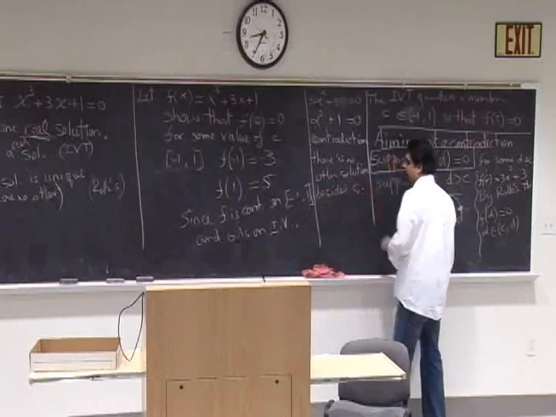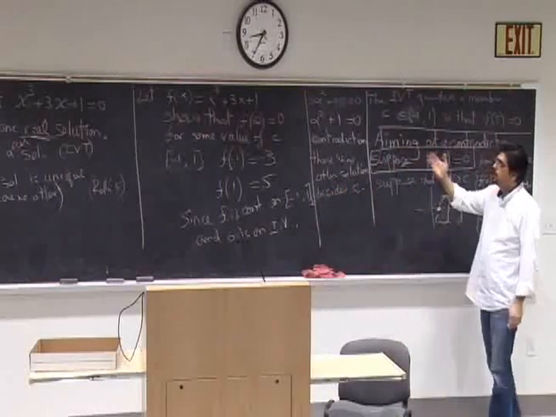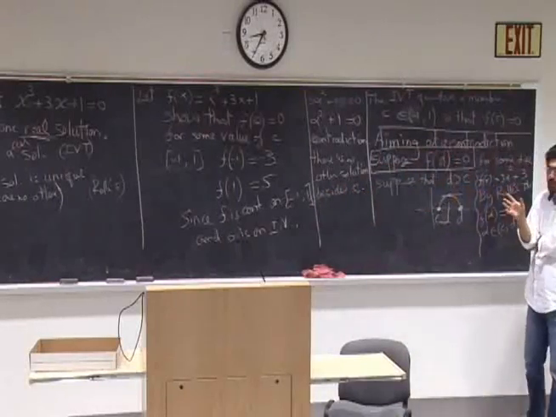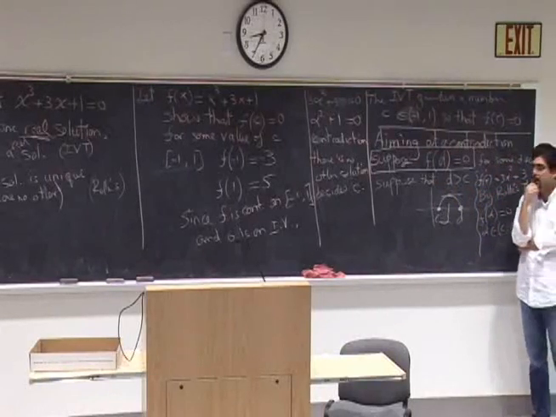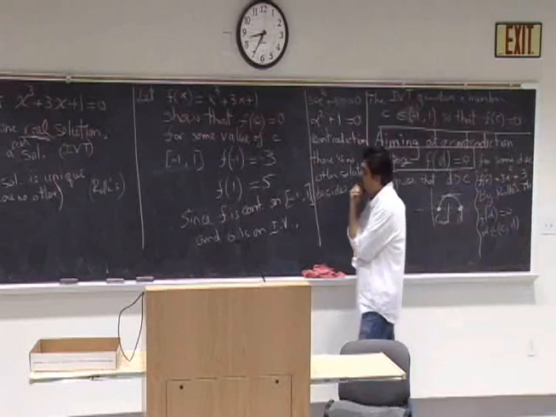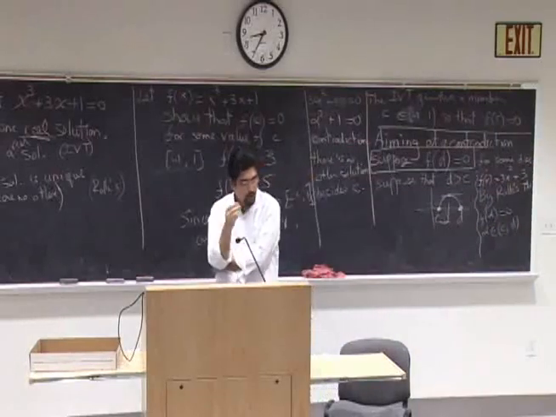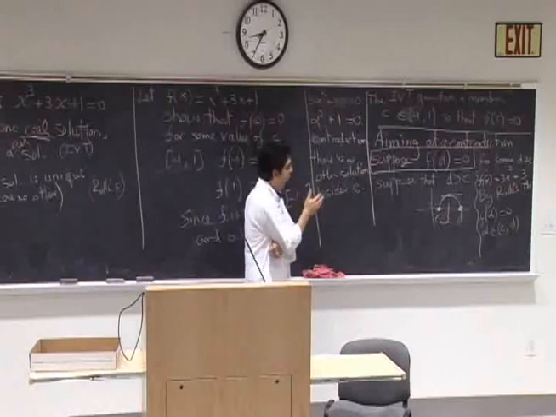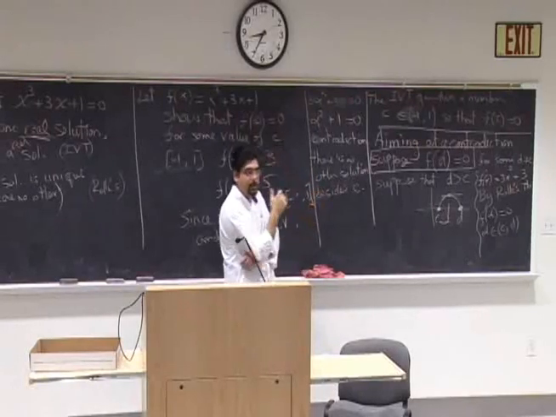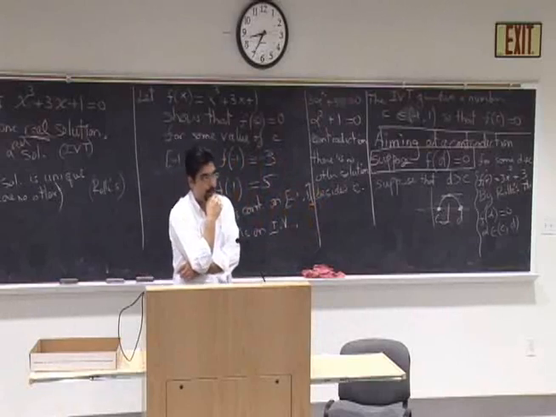Therefore, the solution that the intermediate value theorem guarantees is unique. Okay? This is a good problem because it uses two theorems and it introduces you to a very popular proof approach, which is by contradiction. Okay?